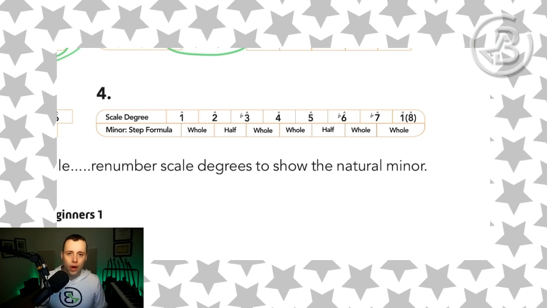So there is a rhyme and a reason to why the natural minor step formula is whole, half, whole, whole, half, whole, whole. That's how the whole and half steps work out when we start on scale degree 6 of the major scale, or rather when we start on scale degree 1 of the natural minor scale, but the relative majors and the relative minors, that's the same thing.